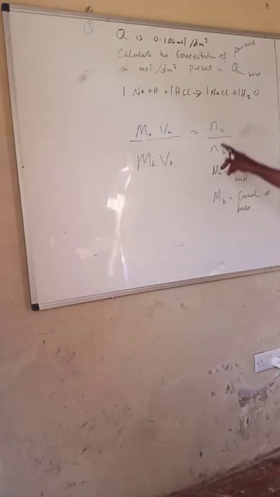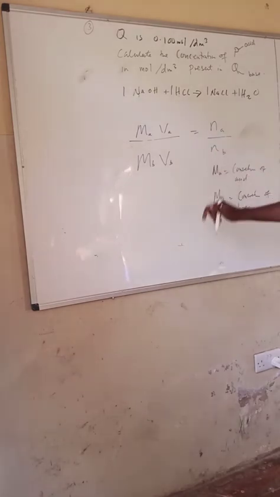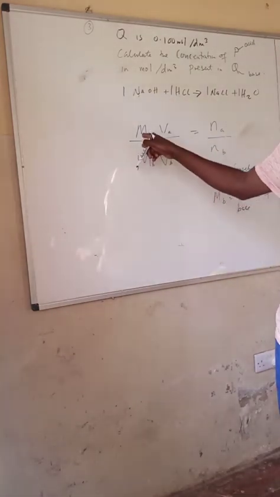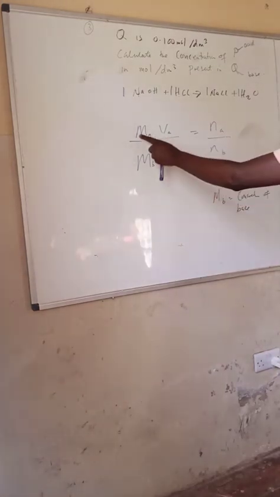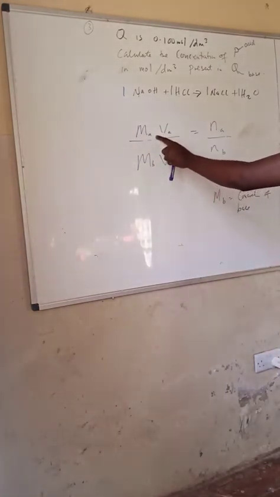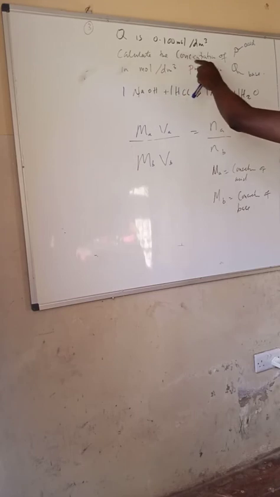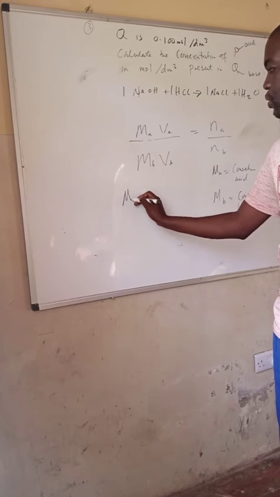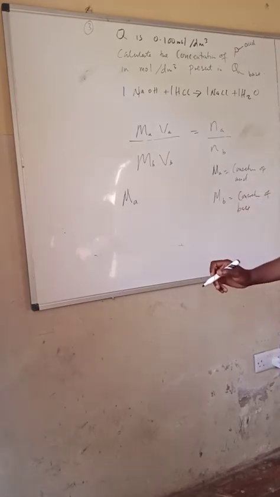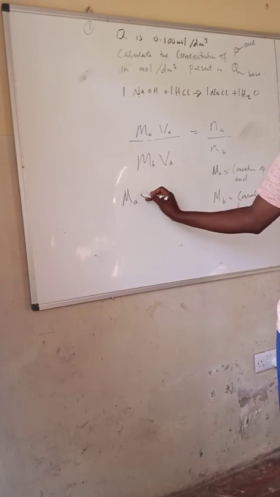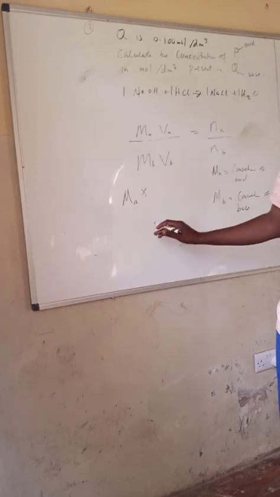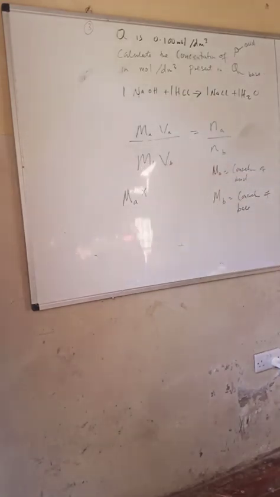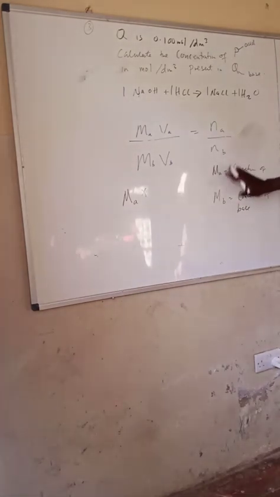NA is the number of moles of acid, NB the number of moles of base. So we start now. MA means concentration of acid. That's the one they have asked us for in the question. They said calculate the concentration of acid, so I just put MA because we do not know it. Times what is the volume of the acid?